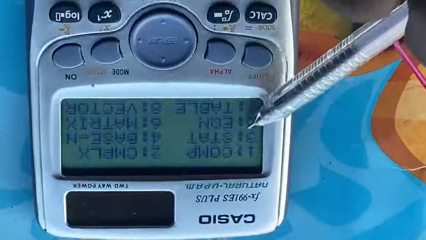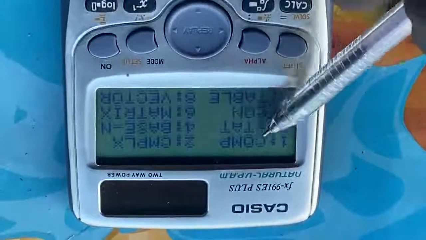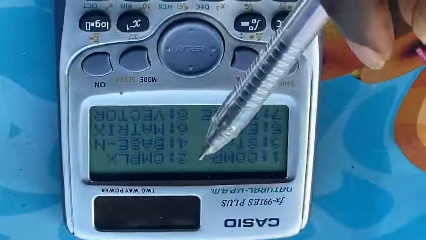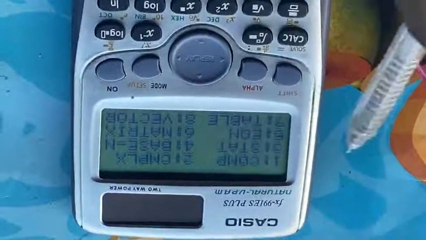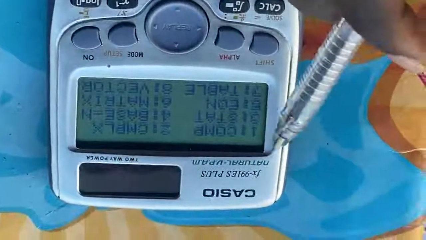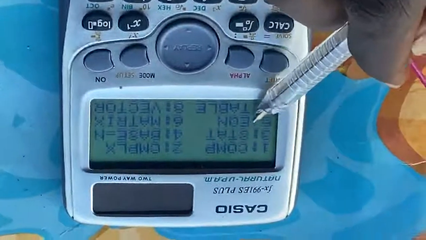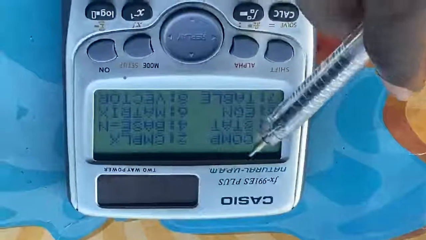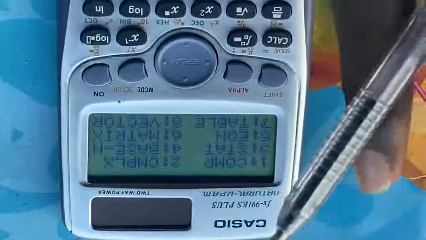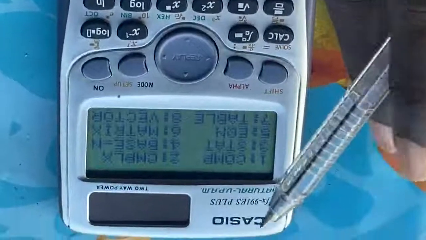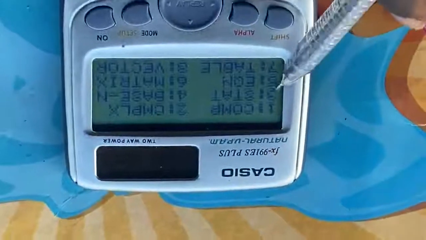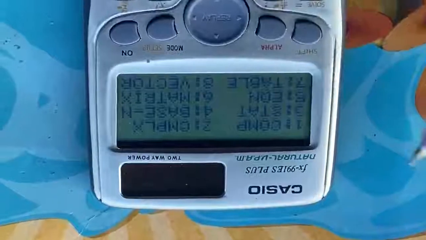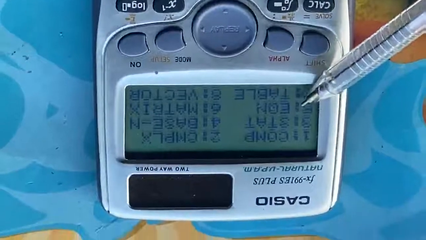The fifth one is EQN, which stands for equations, having variables, x, y, or any kind of letter on it. You use this EQN when you want to solve a quadratic equation, a linear equation, a cubic equation, any kind of equation that has to do with variables. You use the fifth button.